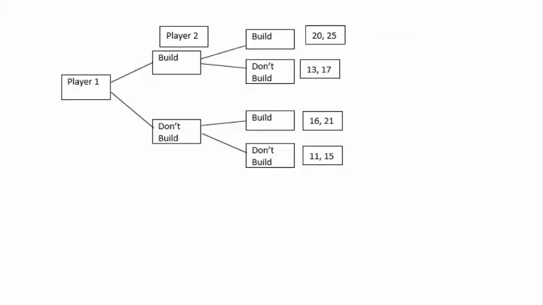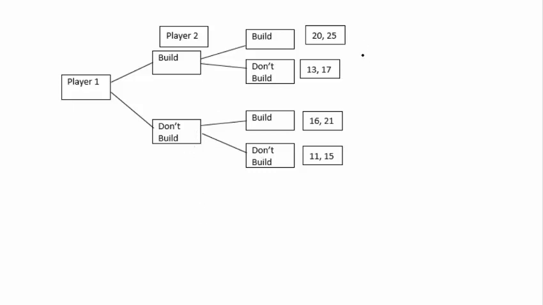So for a sequential move game, we would take our game table and convert it into a game tree. So it forms a bit of a branching pathway here. So we have player 1, and they have two choices, or two decisions, where they can build or not build. And then player 2 has two decisions based off of player 1's decision. So player 2 can decide to build or don't build if player 1 builds, and player 2 can decide to build or not build if player 1 decides to not build.